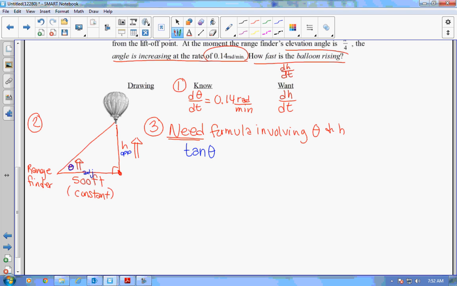You do not plug in pi fourth until the end. Okay, tangent theta equals, because theta is changing, so we're not plugging it in yet, equals opposite over adjacent, TOA. So that'd be h over 500. We can put 500 because that's a constant.